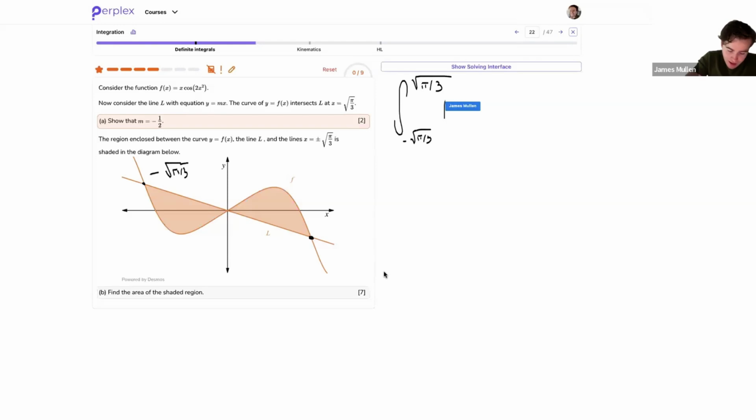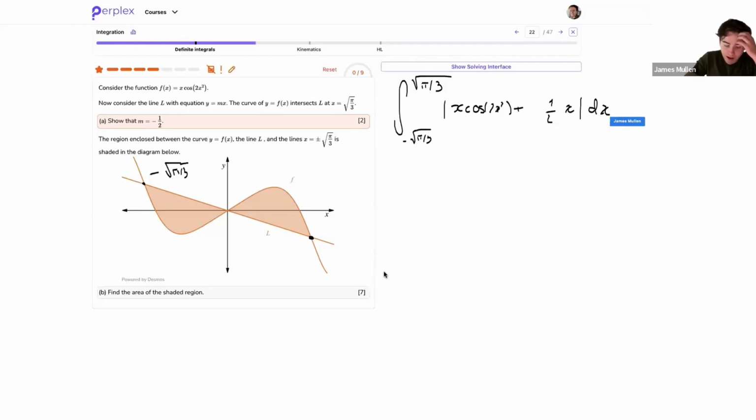These are my bounds, and the area is going to be, well, I need to put an absolute value, and I need to do x cos of 2x squared minus root pi over 3 x. That's not the slope. The slope is minus 1 over 2, so I do minus minus 1 over 2 x, which is plus 1 over 2 x dx.